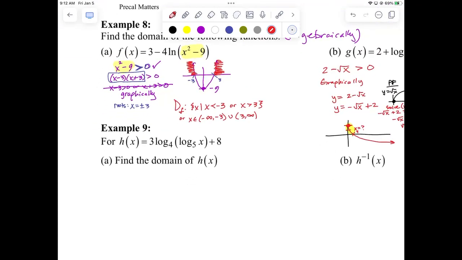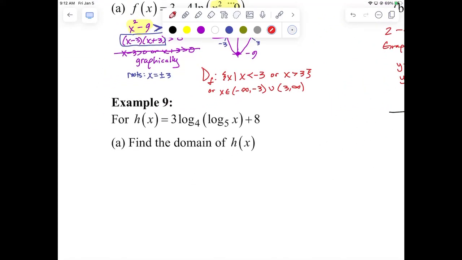Okay. Then we get to example 9, which spices it up even a little bit more. h of x is 3 log base 4 of, not times, of log base 5 of x plus 8. Part A, find the domain of h. Well, what am I going to do? Well, I have two things to consider here.